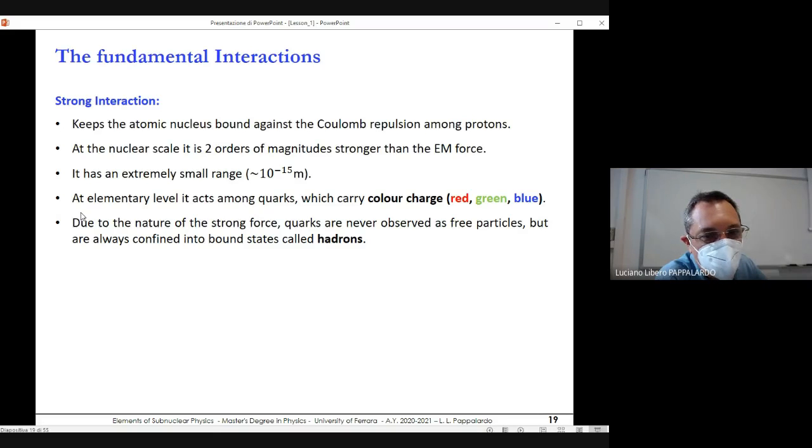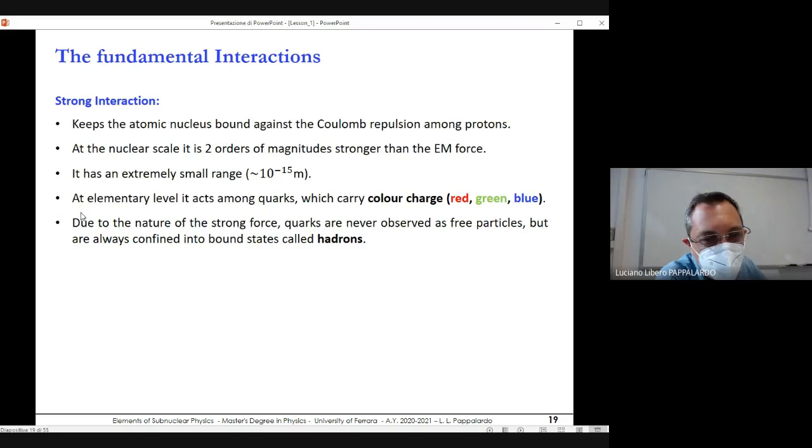And at the elementary level, the strong force acts among quarks, because quarks are the only elementary particles that carry the so-called color charge. The color charge is essentially the strong counterpart of the electric charge. Electric charge comes with two signs, either plus or minus, and the color charge comes with three signs that we like to call red, green, and blue. We'll study this in detail during the QCD chapter, of course.